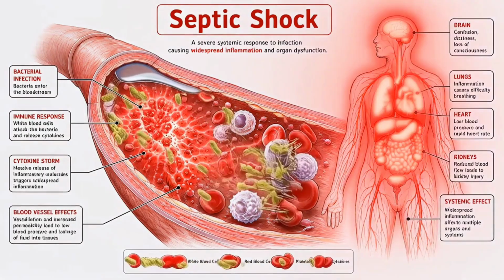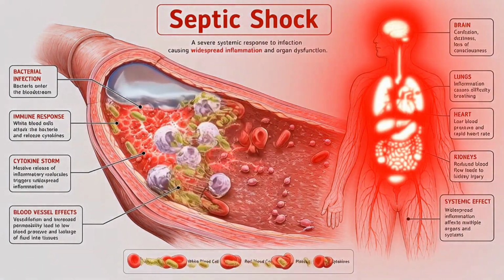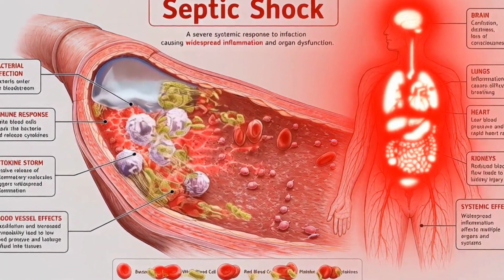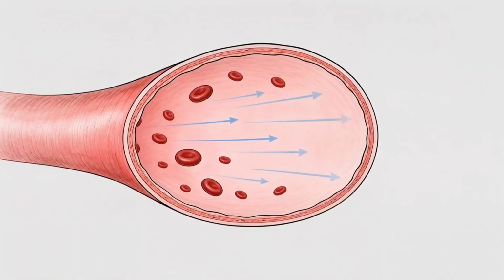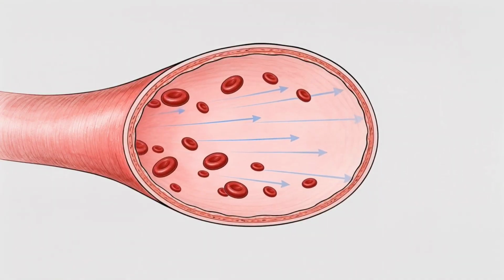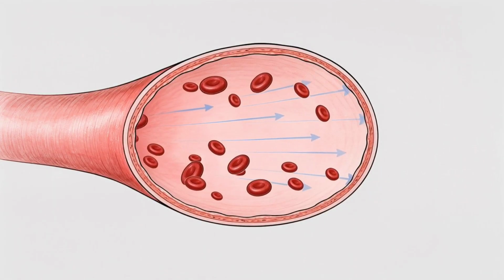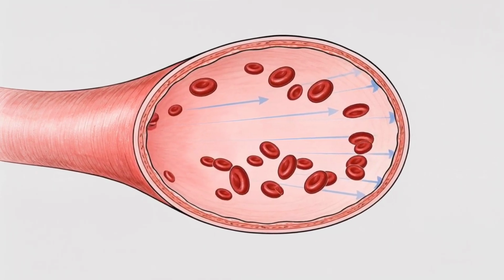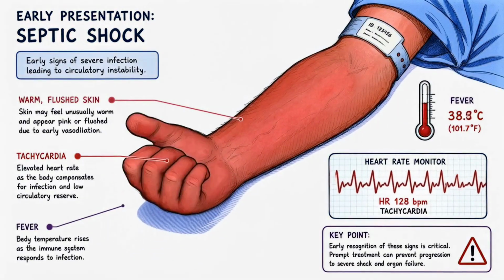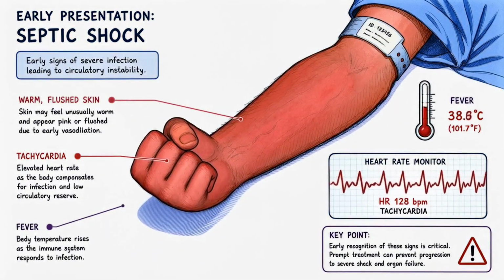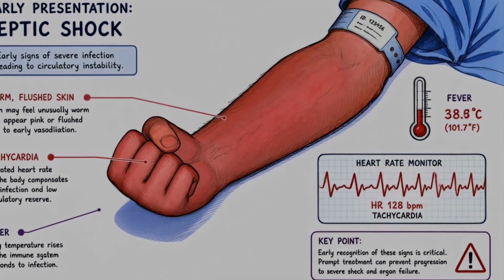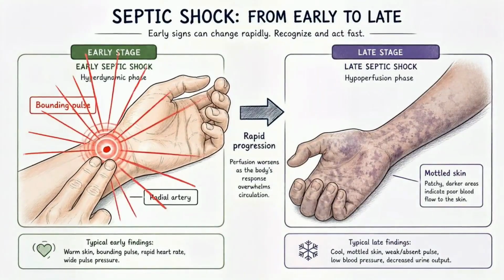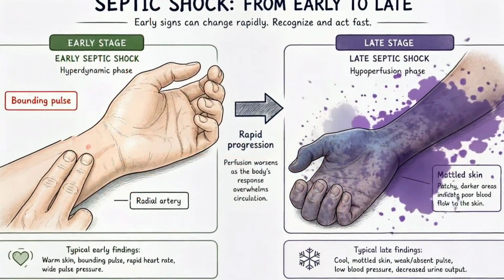This is caused by a severe infection that triggers a massive, widespread inflammatory response. As inflammation spreads, blood vessels dilate uncontrollably. This causes blood pressure to plummet, depriving organs of necessary oxygen. Early in septic shock, patients often present with a fever. You might see warm, flushed skin along with a rapid heart rate. Look for bounding pulses in the early stages.